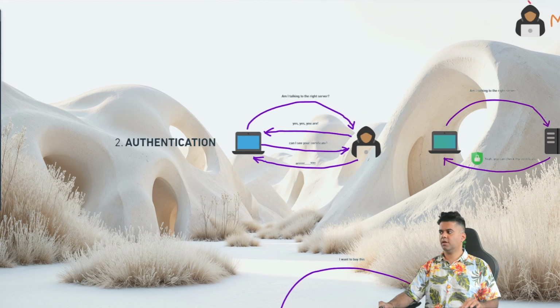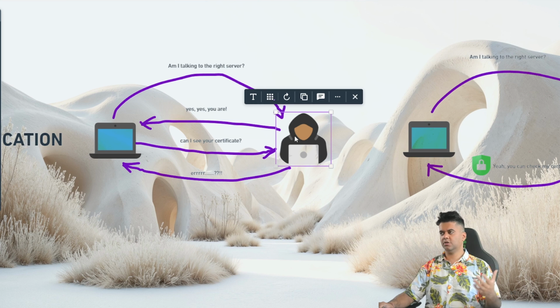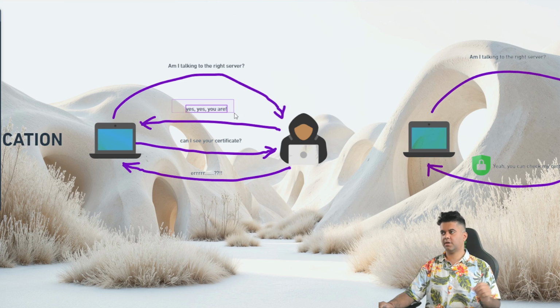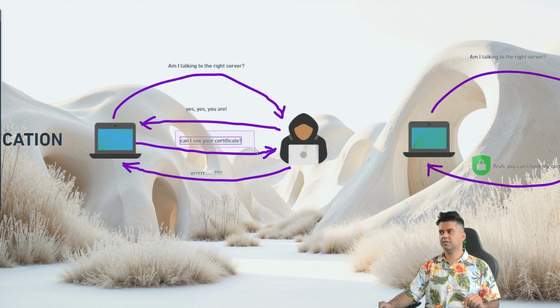Now let's look at the second one, which is authentication. The client's PC now asks the hacker, am I talking to the right server? The hacker obviously is impersonating the actual server, and it says, yes, you are talking to the right server. But now the client's PC actually asks to see the certificate.